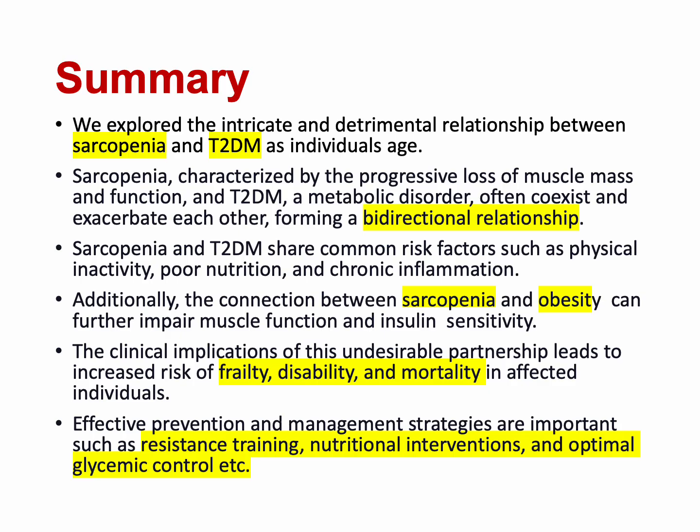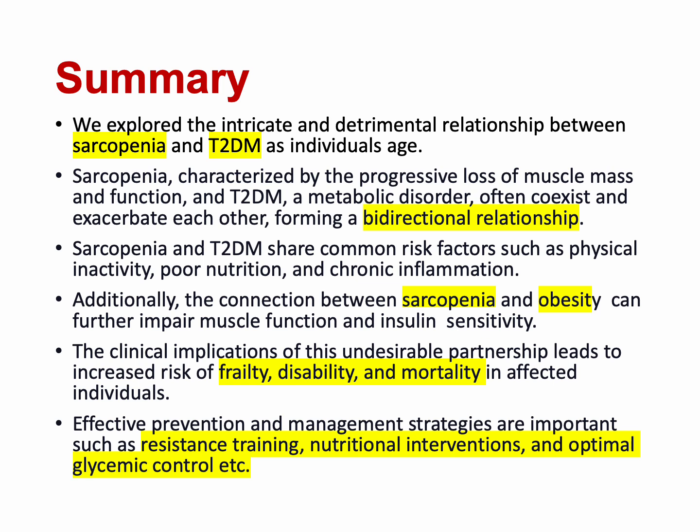So, in summary, we explored the intricate and detrimental relationship between sarcopenia and type 2 DM as individuals age. Sarcopenia, characterized by progressive loss of muscle mass and function, and type 2 DM, a metabolic disorder, often coexist, exacerbating each other, forming what we know as a bidirectional relationship. Sarcopenia and type 2 DM share common risk factors such as physical inactivity, poor nutrition, and chronic inflammation. Additionally, the connection between sarcopenia and obesity can further impair muscle function and insulin sensitivity.